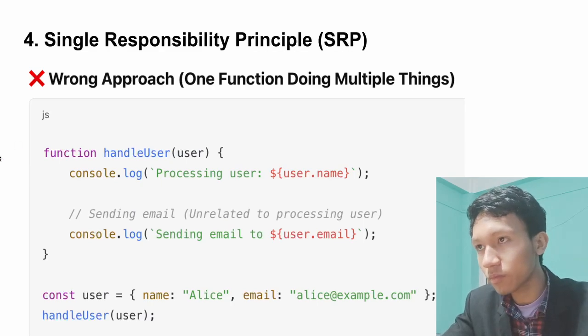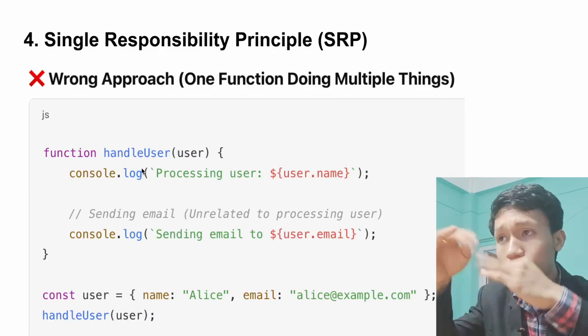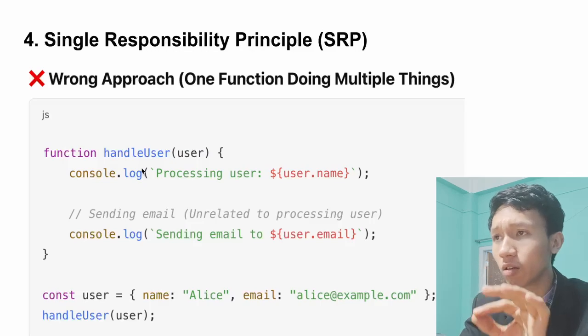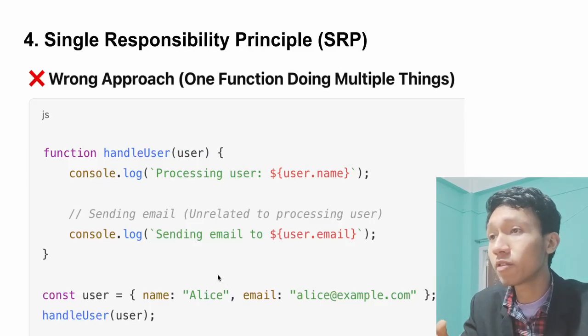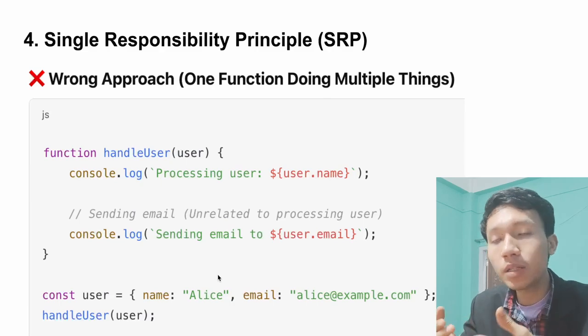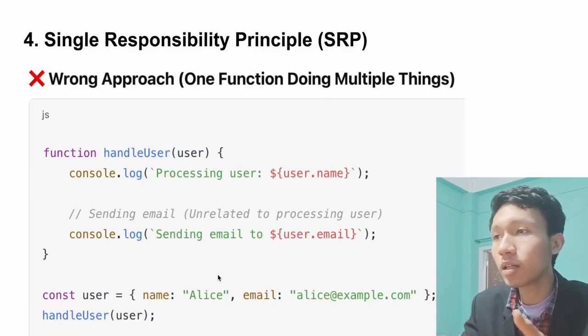Here we'll have a lot of code for processing the user. Here we're just adding a log, but imagine that we can have a lot of code, right, for handling the user. Then for sending email, we have to create an SMTP connection, right, and then send the email.